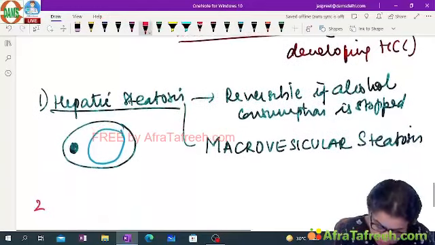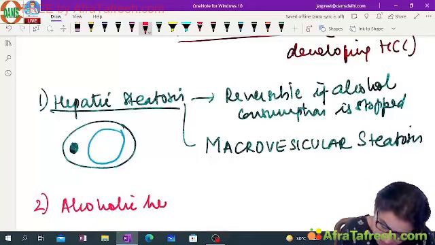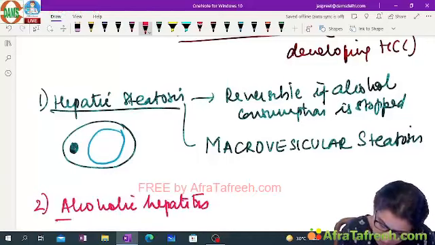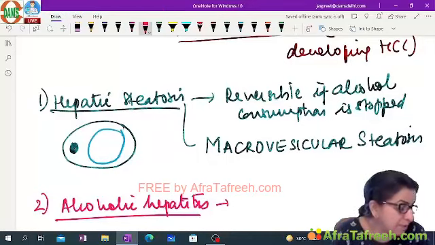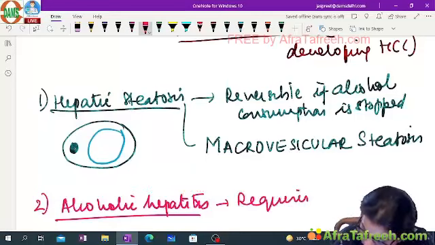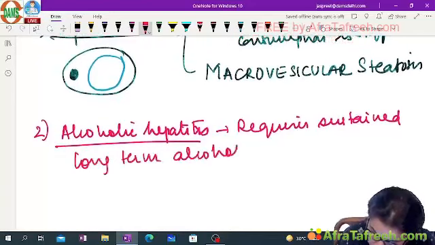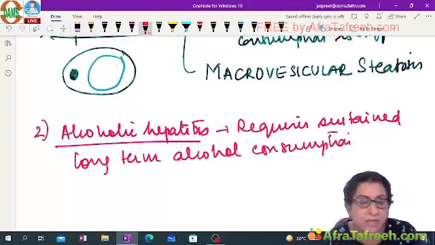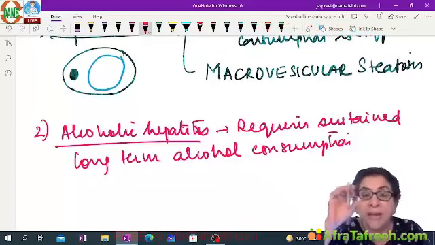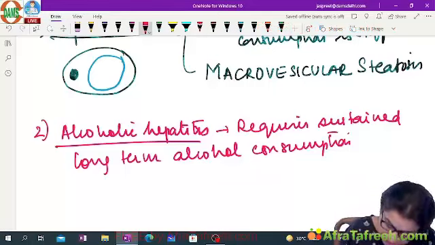Okay. Second, if alcohol consumption is not stopped, then patient progresses to alcoholic hepatitis. Now for alcoholic hepatitis to develop, sustained long-term consumption of alcohol is needed. So sustained long-term alcohol consumption will produce alcoholic hepatitis. Now the term is hepatitis, that means we'll see inflammatory cells also in the liver. So first, what do we see in alcoholic hepatitis?